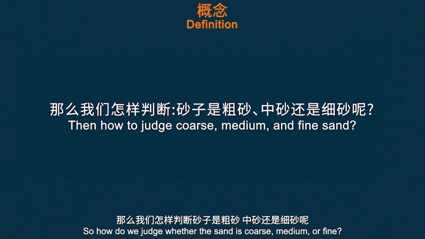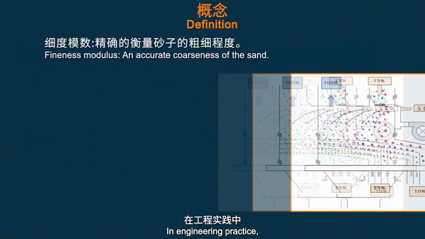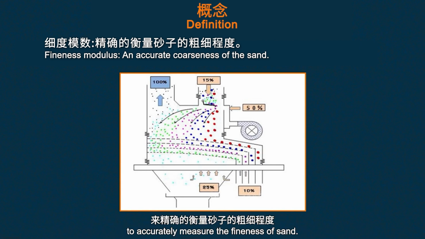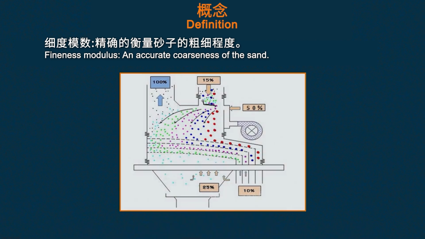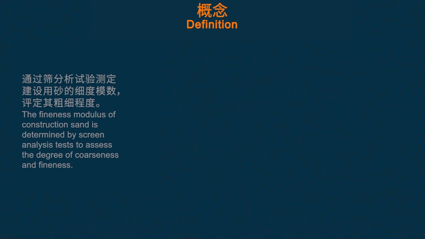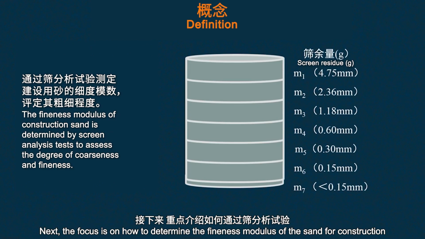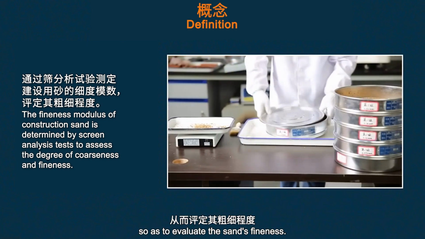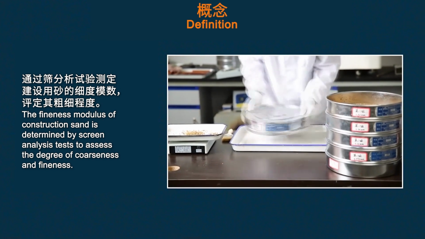So, how do we judge whether the sand is coarse, medium, or fine? In engineering practice, we introduce a new concept, fineness modulus, to accurately measure the fineness of sand. How to determine the fineness modulus of sand? Next, the focus is on how to determine the fineness modulus of the sand for construction through sieve analysis, so as to evaluate the sand's fineness.